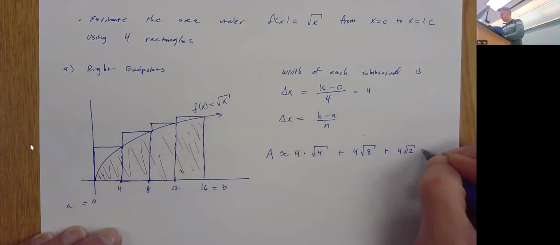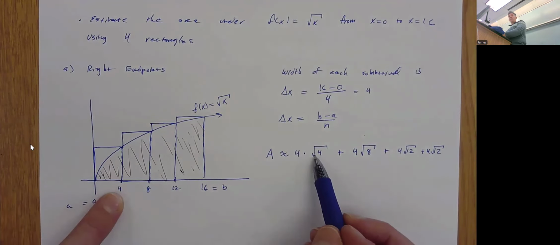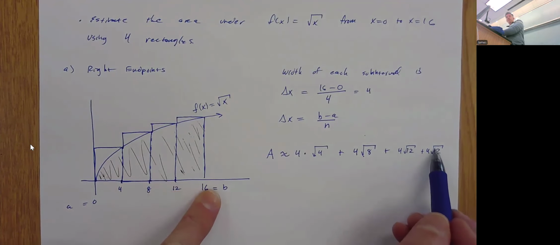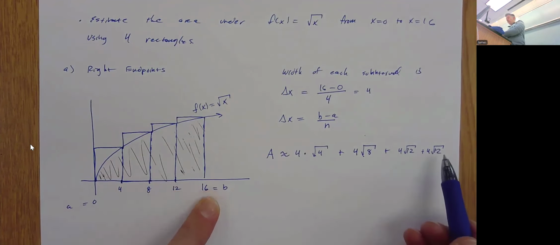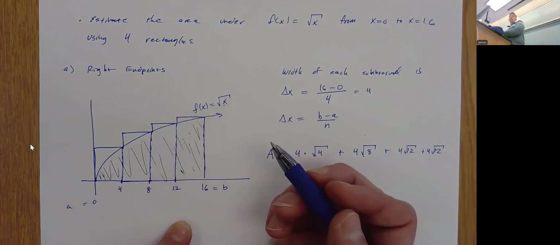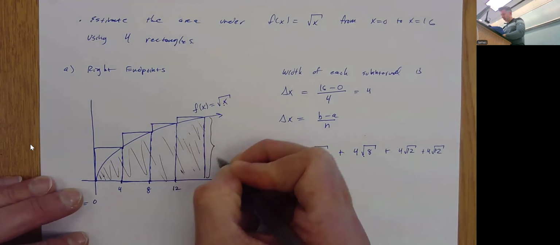Why? Sure. So, well, I would say the heights aren't 12, 16, and 8. The heights are respectively the square root of 4, the square root of 8, the square root of 12, and the square root of 16. Because if I plug in 16 into my square root function, it's going to give me a value of square root of 16, which is 4. So that is literally the height right there.